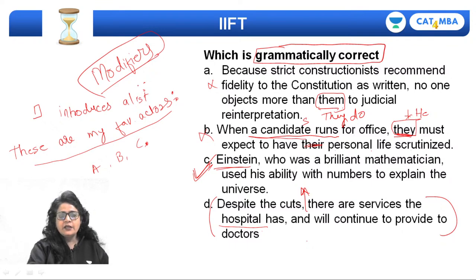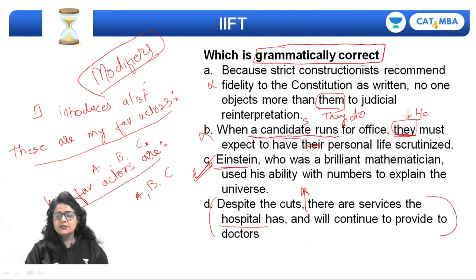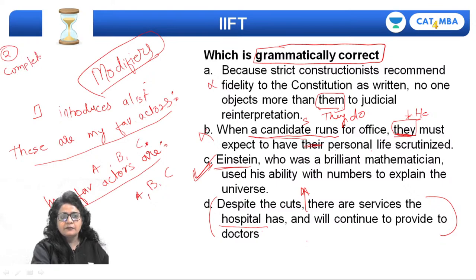Alright? So when I say, these are my favorite actors, colon, A, B, C. I cannot say, my favorite actors are, colon, A, B, C. That's going to be incorrect because the sentence before the colon has to be independent, and is this an independent sentence? No. Theek hai? So that's one usage of colon, introducing a list. Second usage of colon is this, completing an idea.